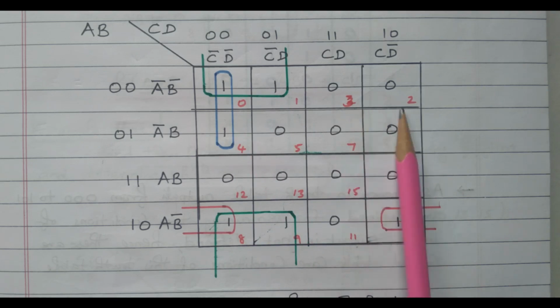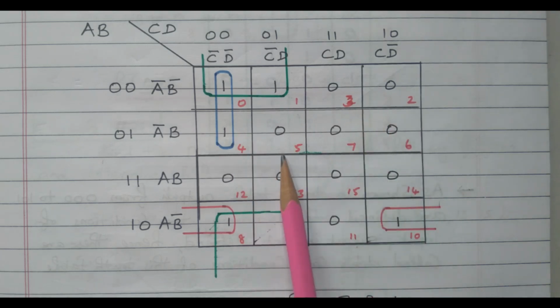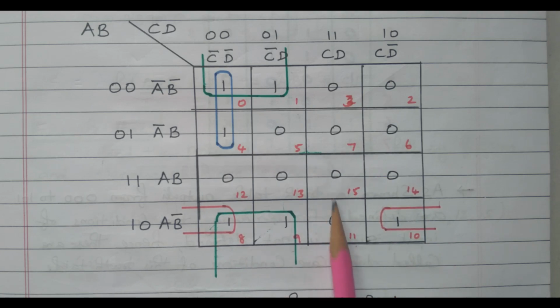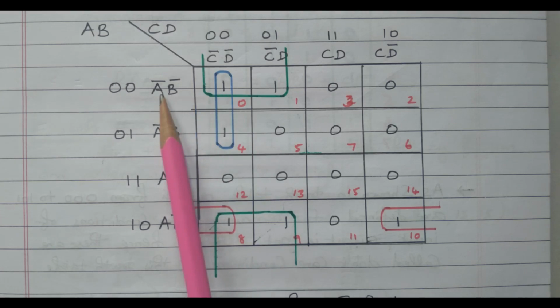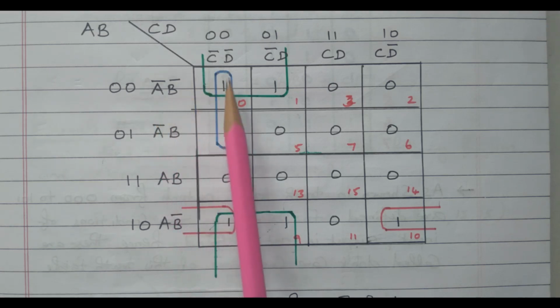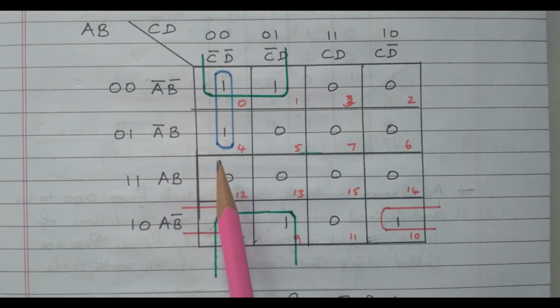There is an interchange between the 3rd and 4th column, then 4, 5, 6, 7, 8, 9, 10, 11, 12, 13, 14, 15. There is an interchange between the 3rd and 4th row also, right? So the given function can be plotted either by referring to A bar, B bar, C bar, D bar or by referring to the min terms, right?